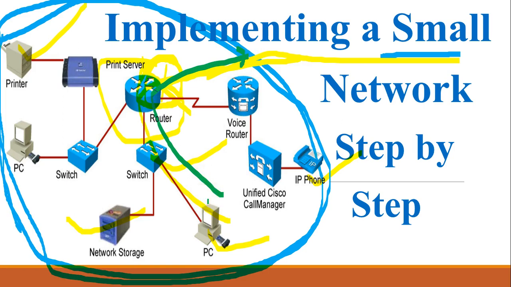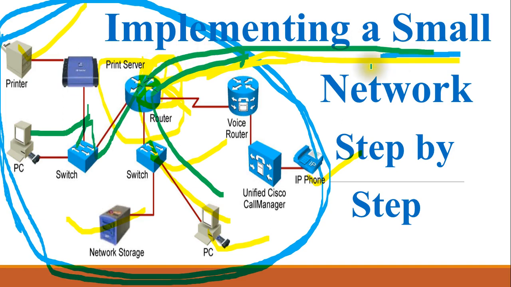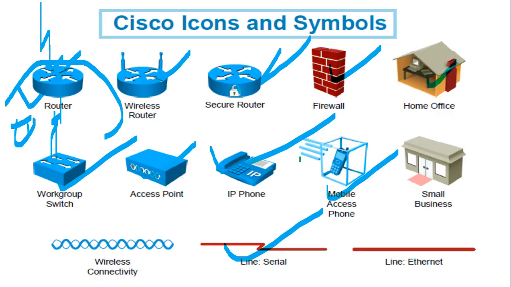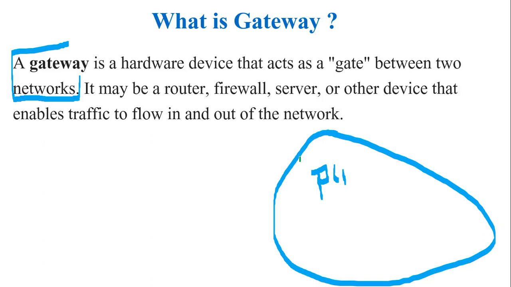And if I want to access Google, I will go to my switch, this router, and then the internet. So this is called a gateway. It is the entry point for two networks, basically, because this will be your separate network and this will be your outside public network, but it will be connecting here only. It will be terminating both networks. So you need to be very careful with this. It may be a router, firewall, server, or other device that enables traffic to flow in and out of the network.